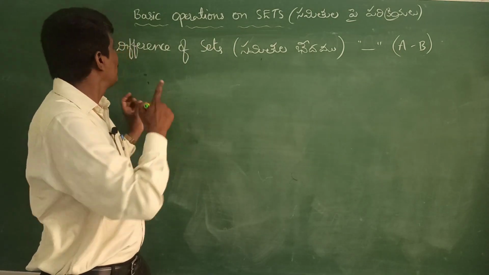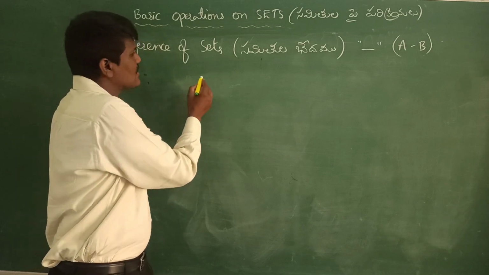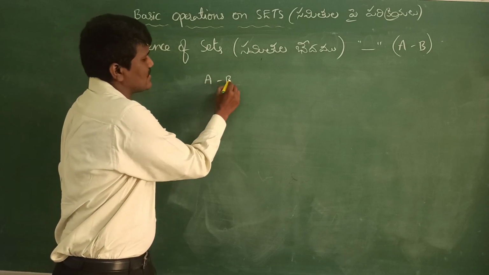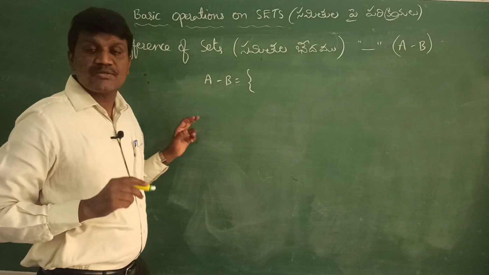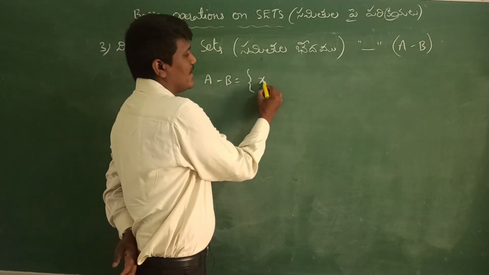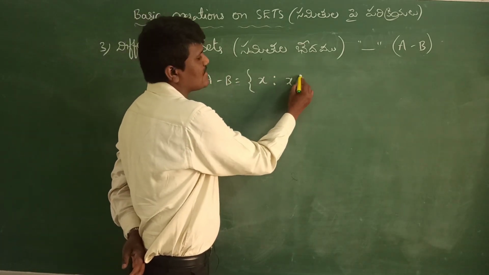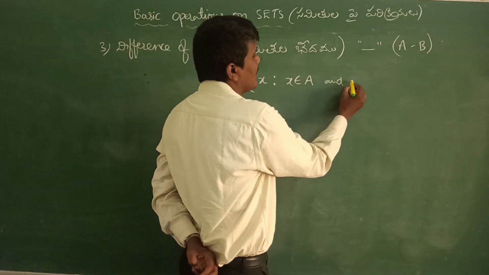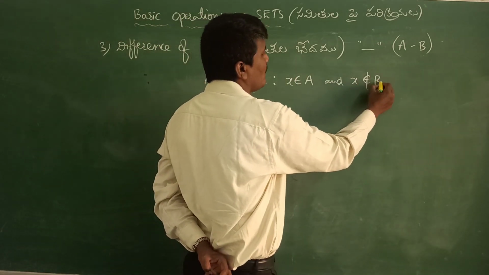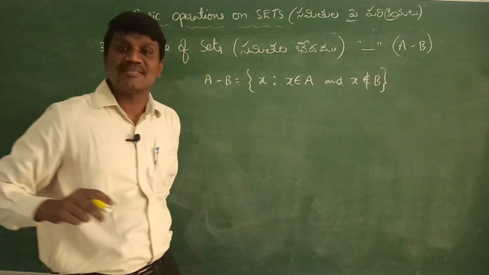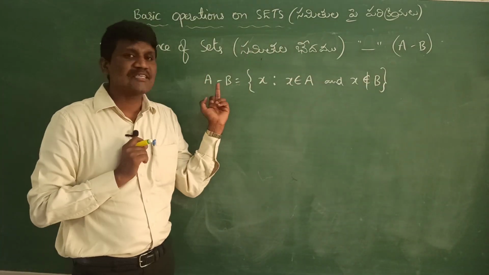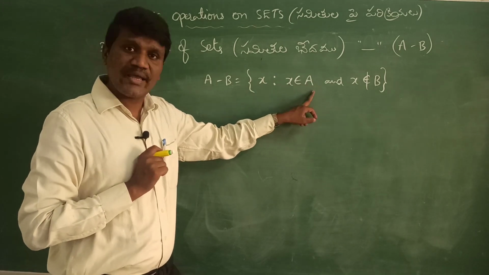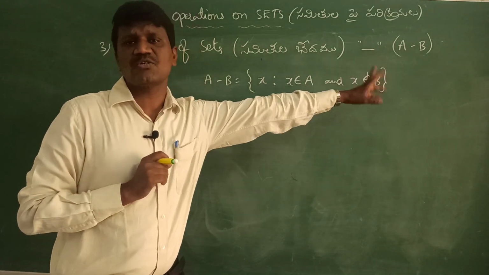Set builder form of the difference of two sets. Suppose A minus B is there. So the A minus B set builder form is X such that X belongs to A and X does not belong to B. So this is the most important one. A minus B is nothing but X belongs to A and X does not belong to B.